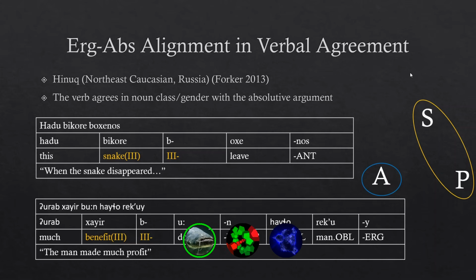Okay, so when we talk about ergative absolutive alignment, we can also talk about agreement. It doesn't have to be just the case. Does that make sense to everyone?